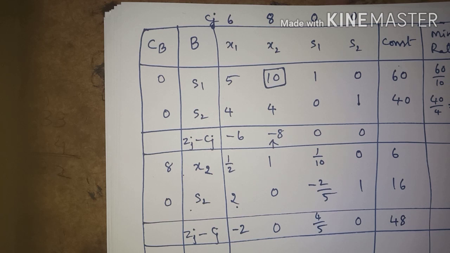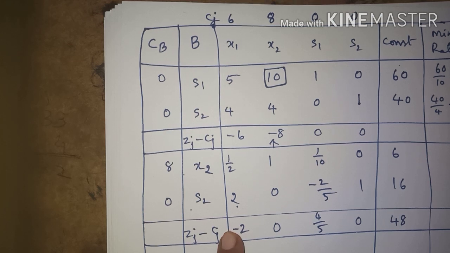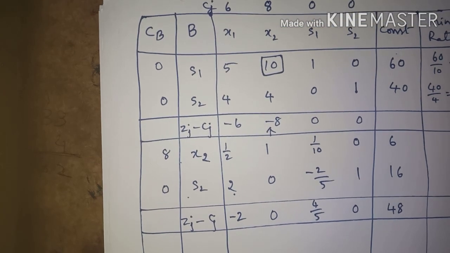How to calculate the minimum ratio? Before going to the minimum ratio, just observe the index row very carefully. In the index row, if any negatives occur, then only we have to move further for the next iteration. If all the values are positives and zeros, all the values are greater than or equal to 0, we can stop the iteration and write that we reached the optimal condition. You check first whether we reached optimality or not.